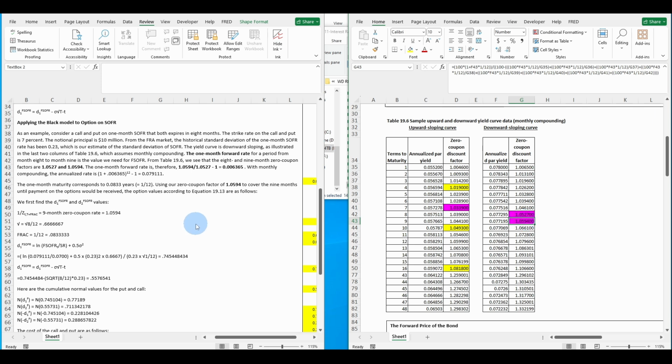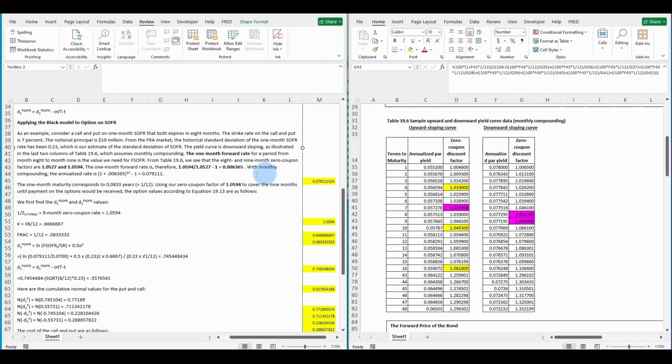The 1-month forward rate is therefore 105.94 divided by 105.27 minus 1, which equals 0.00635, shown right here. With monthly compounding, the annualized rate is 1 plus 0.00635 raised to the 12th power, 0.0791, right here. The 1-month maturity corresponds to 1 divided by 12, using the zero coupon factor 105.94 to cover the 9 months until payment on the option would be received. The option values, according to equation 19.13, are as follows. Well, we've done this.